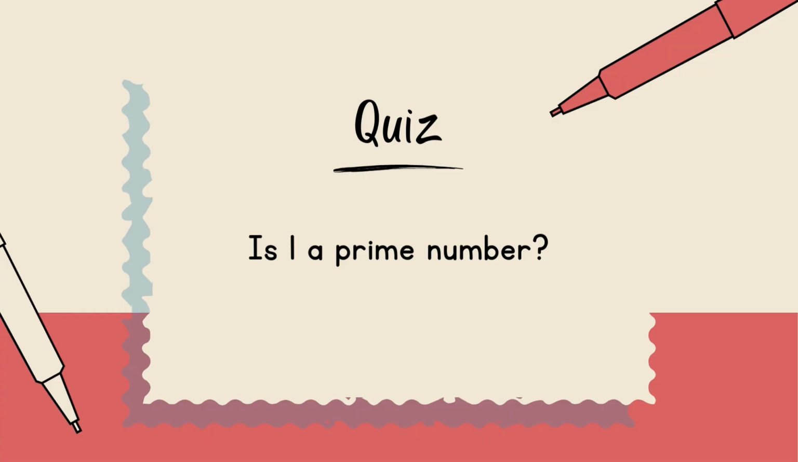Now, I have a quiz for you. The question here says, is 1 a prime number? The number 1, is it a prime number? Remember the definition of a prime number, and our definition is that a prime number has two factors, itself and 1. Now the question is, is 1 itself a prime number?